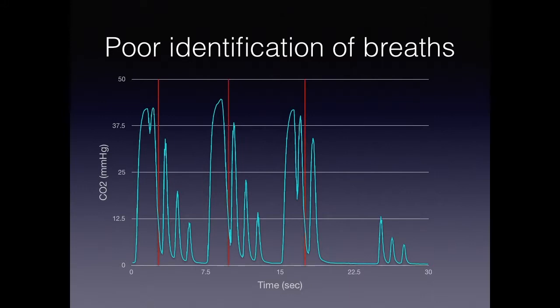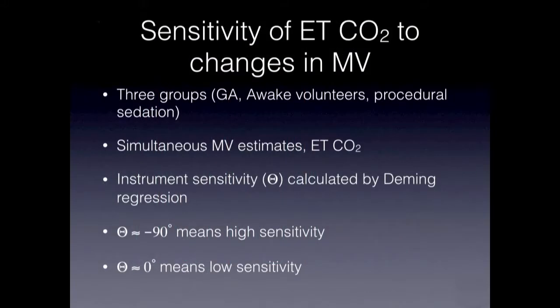They found that even experienced people would be off considerably. I mean, they'd be off by more than 4 breaths in this 30-second strip. So again, when you need this the most, it's when it's least likely to give you accurate information. And the last thing is the sensitivity of end tidal CO2 to changes in minute ventilation.